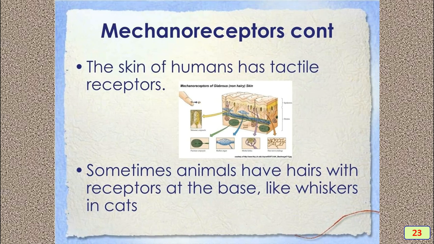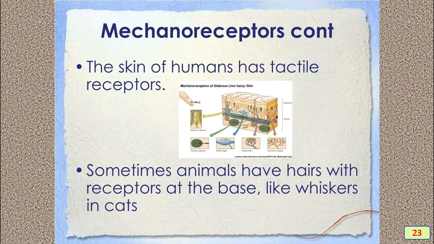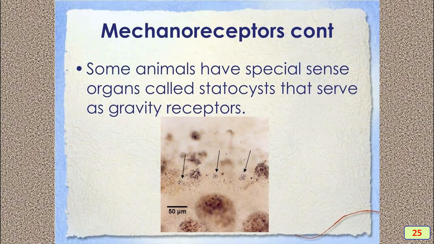Sometimes animals have hairs with receptors, like the whiskers, especially in cats, just like a mustache. A very special type of hair is present in cats. Here you can see that the cats have very special whiskers, which have sense receptors, and these are also called sense organs.